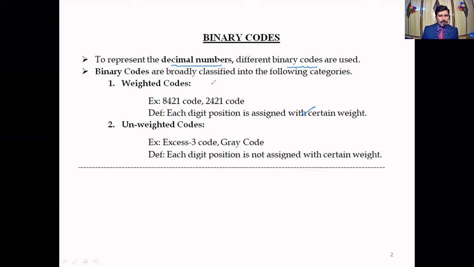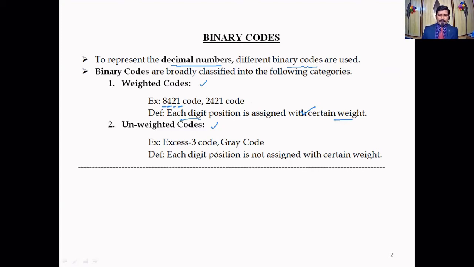Basically, binary codes are generally of two types: weighted codes and unweighted codes. Weighted codes means each digit position is assigned certain weights. For example, 2 power 0 is 1, 2 power 1 is 2, 2 power 2 is 4, 2 power 3 is 8, like that. Each binary digit position is assigned certain weights. For example, the 8421 code and the 2421 code we are going to see.